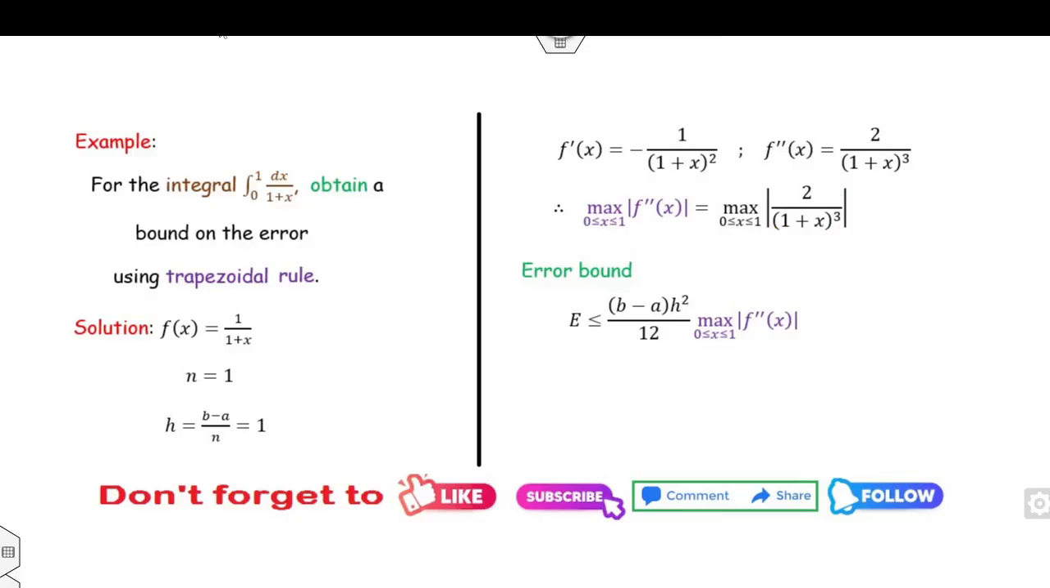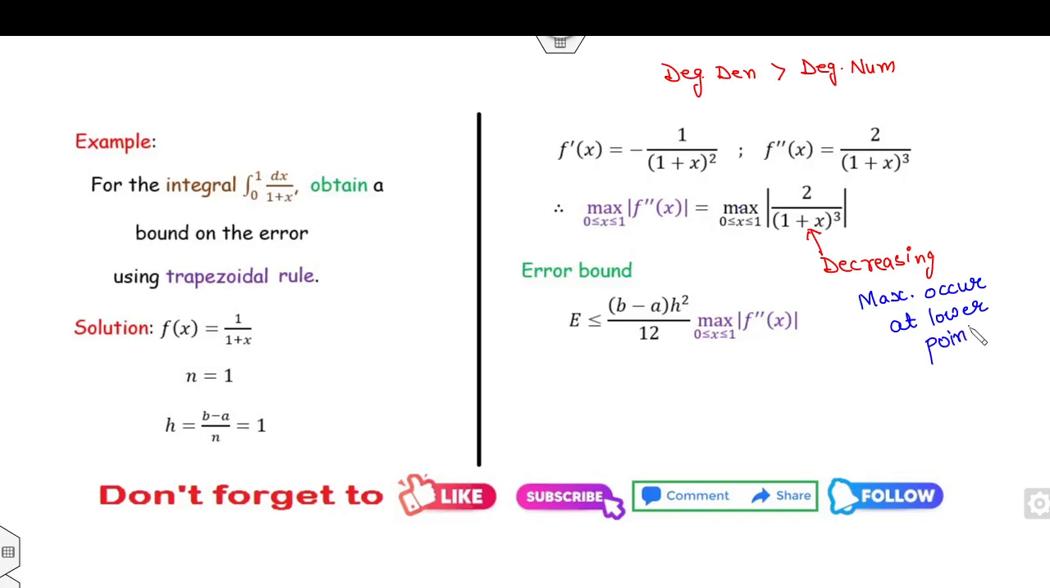I will tell you the simple shortcut way. Because the degree of the denominator is greater than the degree of the numerator, this function is a decreasing function. Once this function is decreasing, the maximum occurs at the lower point. On the other hand, if your function is an increasing function, then the maximum occurs at the upper bound.